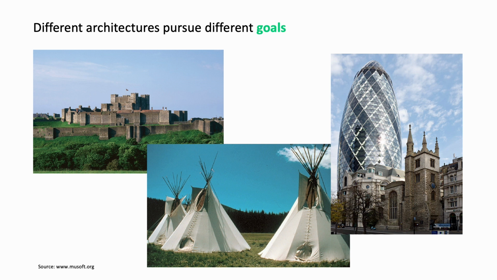We start by noticing that architectures can be totally different. We see a castle on the top left, a high-rise office building in London on the right, and a couple of tents in the middle. And why are the different buildings so totally different? Well, that depends above all on the particular goal that is being pursued.